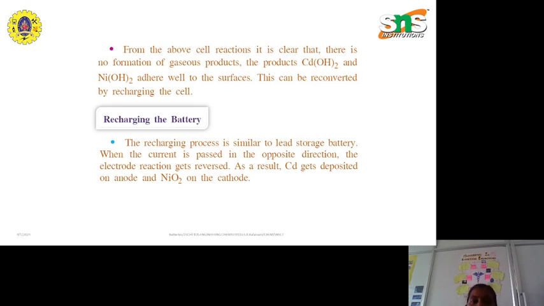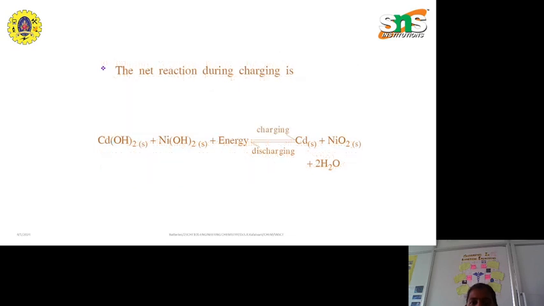So recharging the battery. The recharging process is similar to lead acid battery. That means when the current is passed in the opposite direction, the electrode reaction gets reversed. As a result, cadmium gets deposited at the anode and nickel oxide is deposited on the cathodic part. The net reaction, cadmium hydroxide plus nickel hydroxide plus energy during the charging process.